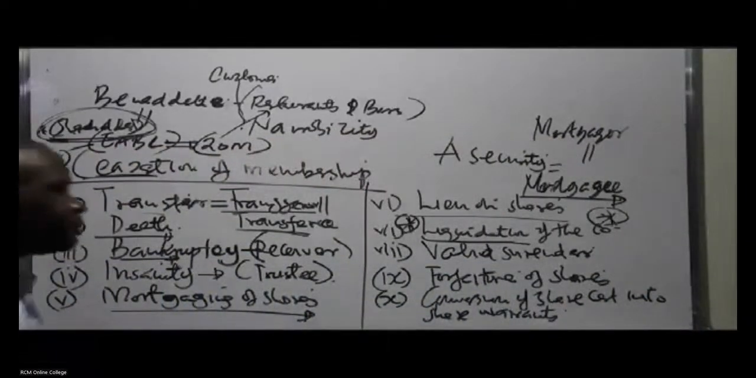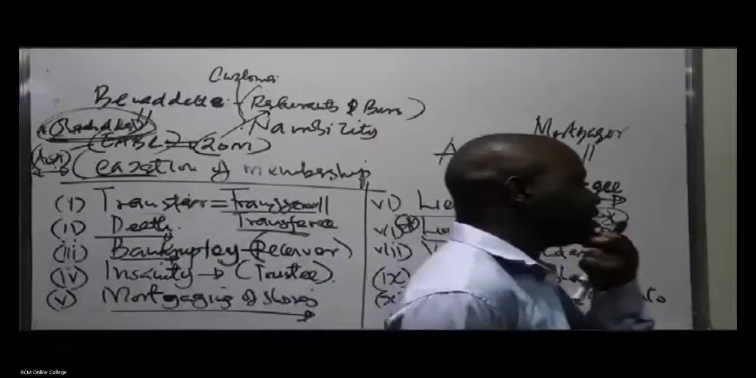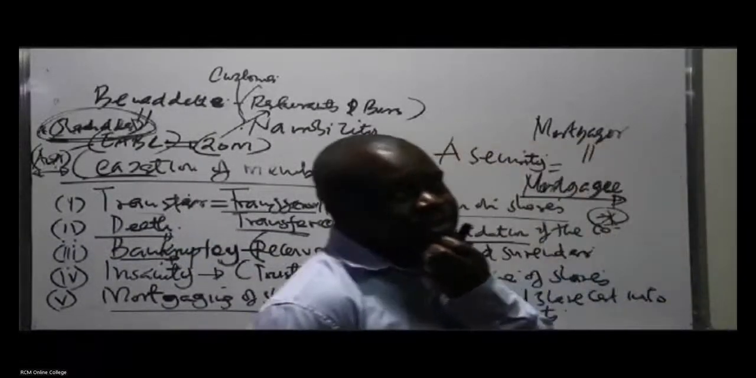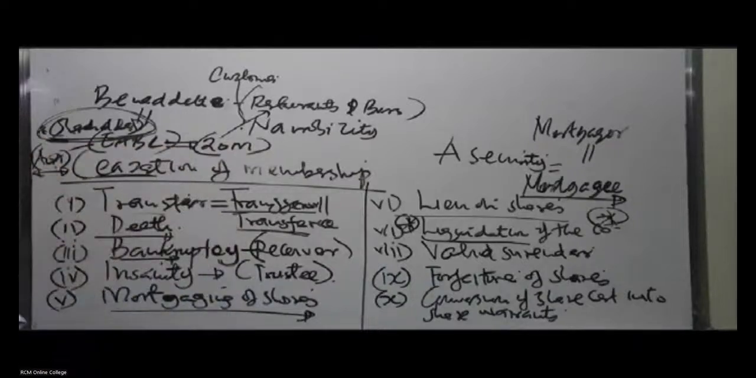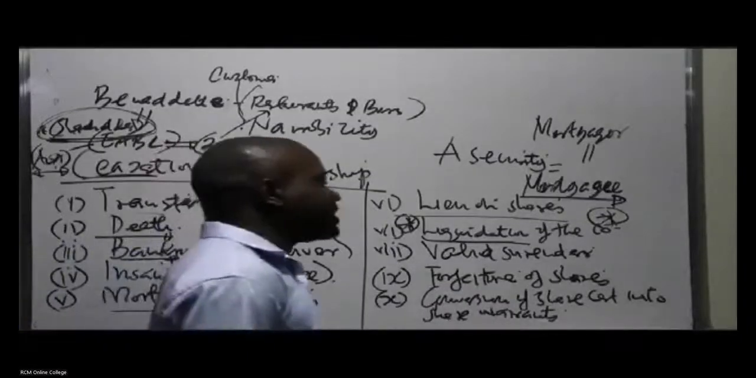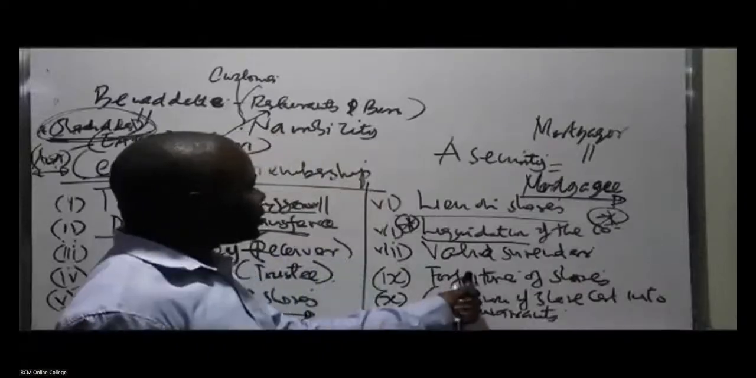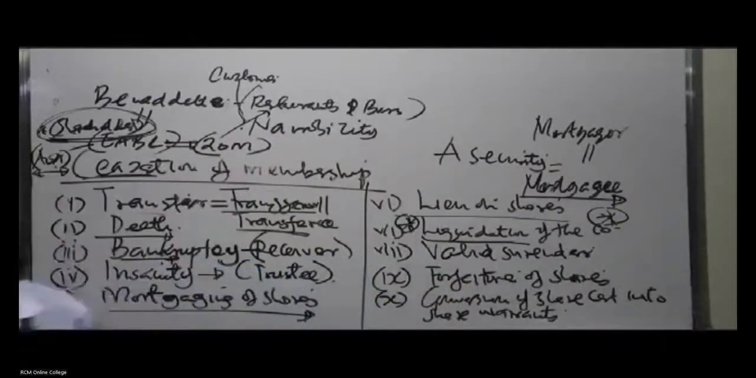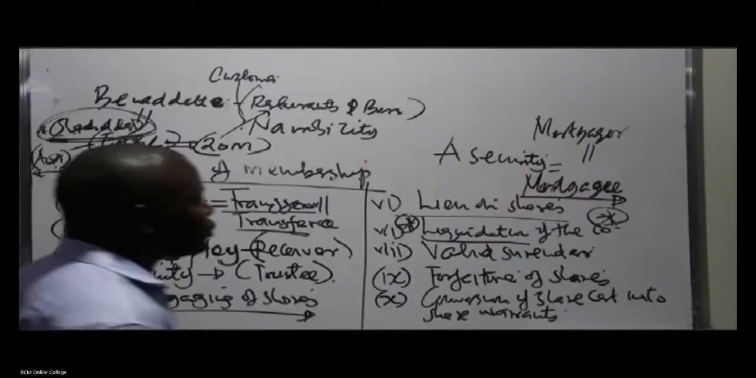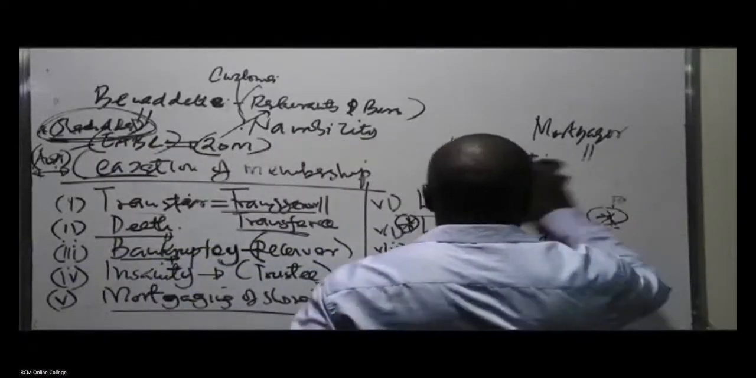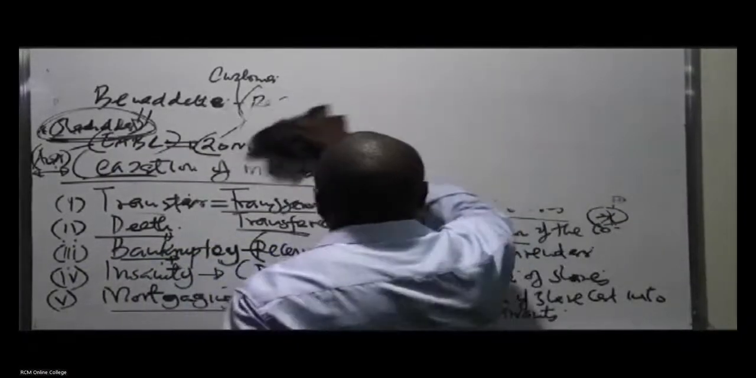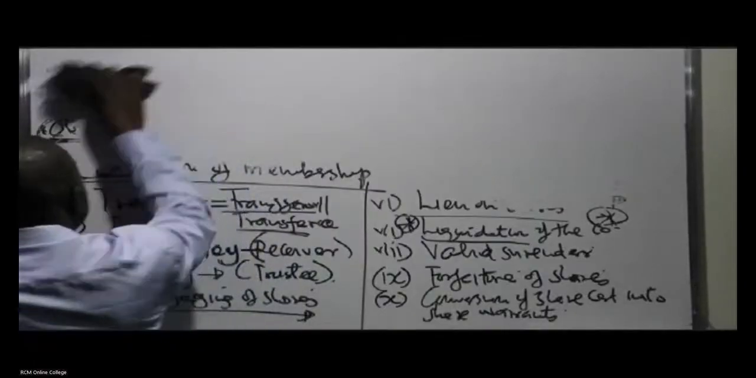Valid surrender. Sometimes you can validly surrender your shares. Maybe in this case you do not wish to continue to be a member of the company. So through valid surrender of shares, one ceases or loses membership of the company. Forfeiture of shares is the cancellation of shares of a shareholder who hasn't paid calls on shares.